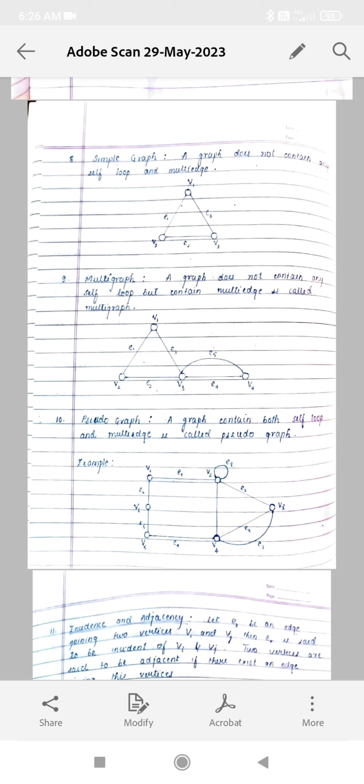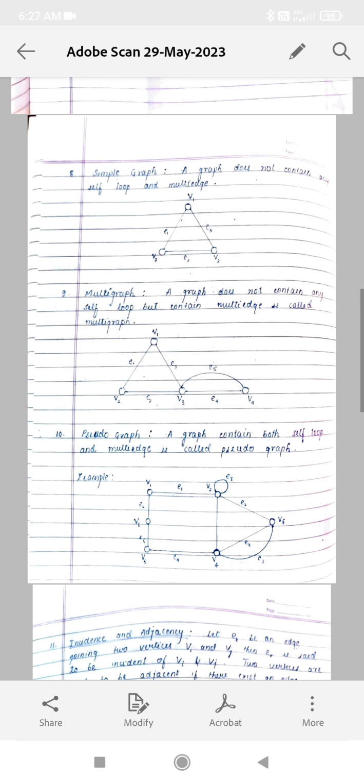As you can see in the figure, there are three vertices V1, V2 and V3 and three edges E1, E2, E3, each connecting two vertices. Now the ninth one is multi-graph. A graph that does not contain self loop but contains multi-edge is called a multi-graph. As you can see in the figure, the left hand side portion is a simple graph but the right hand portion has a multi-edge structure, so it is a multi-graph.